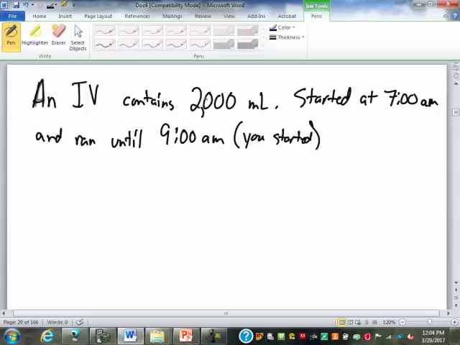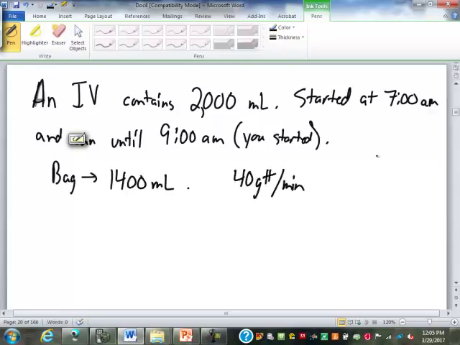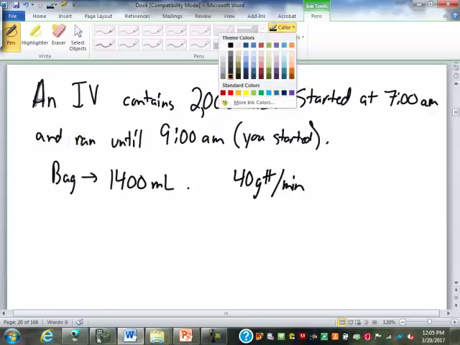And right now, you are seeing that the bag contains 1,400 milliliters of fluid. And it is set to infuse at 40 drops per minute. You want to figure out what is the drop factor here.